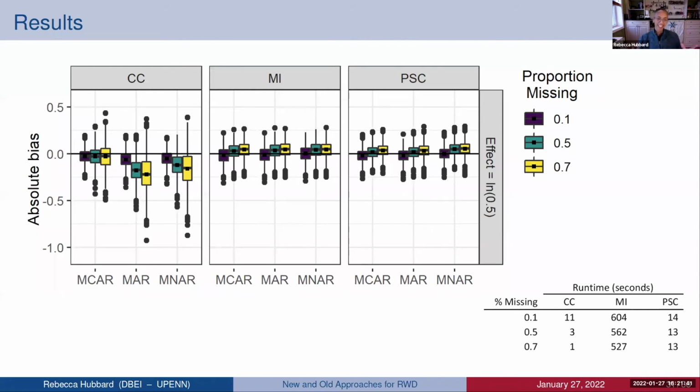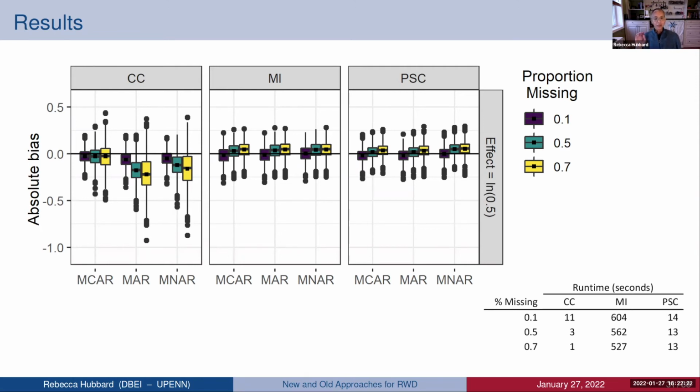The main takeaway that I get from all of these simulations is the complete case approach, not surprisingly, is inefficient. When the data are missing at random or missing not at random, we start to see bias, especially under high levels of missingness. We can correct and remove most of that bias using either multiple imputation or propensity score calibration, and the 2 approaches perform basically indistinguishably. So in terms of bias, in terms of efficiency, and also in terms of the confidence interval coverage probabilities that I'm not showing you, but you have to take my word for, the performance is essentially equivalent. So both approaches perform very well here.